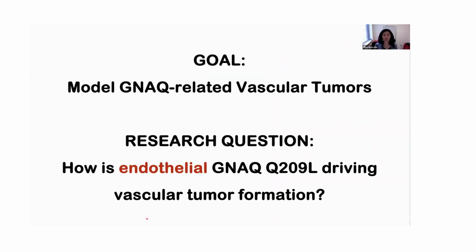But what we don't know is, are those pathways really the same pathways hyperactive when the mutation is expressed in endothelial cells? And how can we make a model of GNAQ-related vascular tumors? Can we start investigating what happens? And the research question that we had was really, how is the endothelial specific expression of GNAQ Q209L driving vascular tumor formation? Is it using the same pathways identified in uveal melanoma or different kinds?